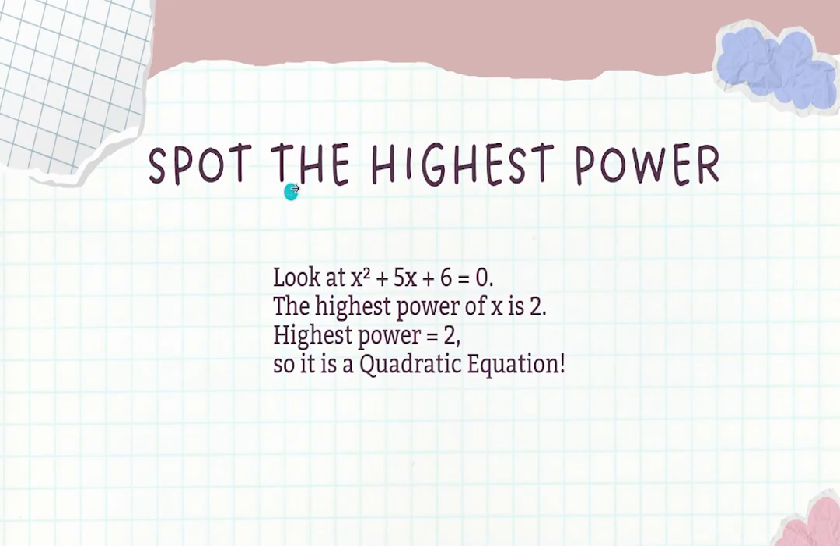Here, this is the equation: x square plus 5x plus 6 is equal to 0. Here, the highest power of x is 2, as you can see. So the highest power is 2. Because the highest power is 2, it's a quadratic equation. Okay.